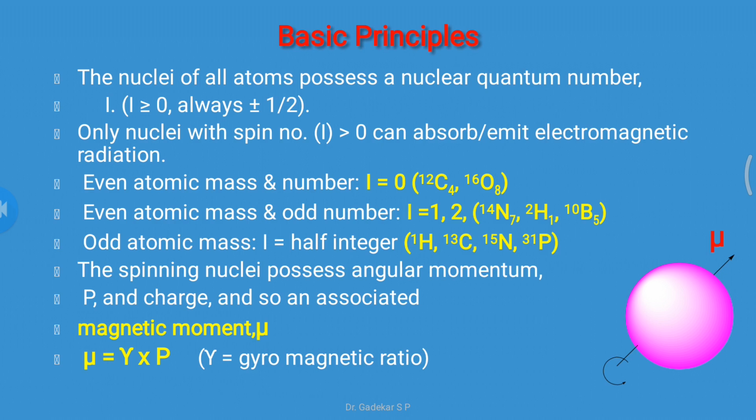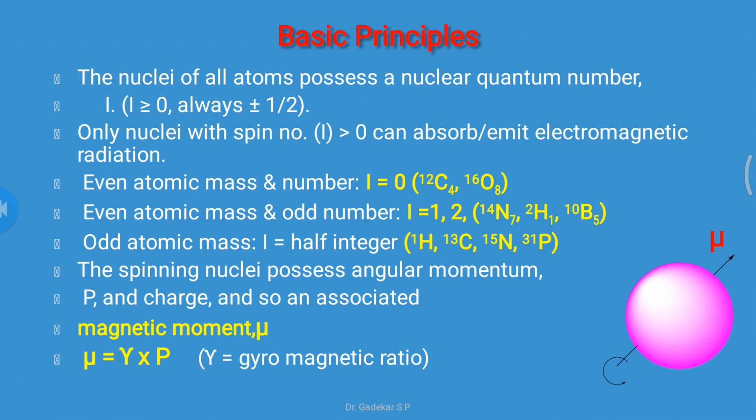Spinning nuclei possess a nuclear moment; the proton has charge and so is associated with a magnetic moment, as shown in the figure. The proton spin produces a magnetic moment, represented by mu. Mu is equal to gamma times the spin, where gamma is the gyromagnetic ratio.